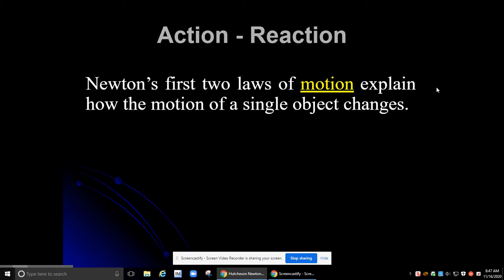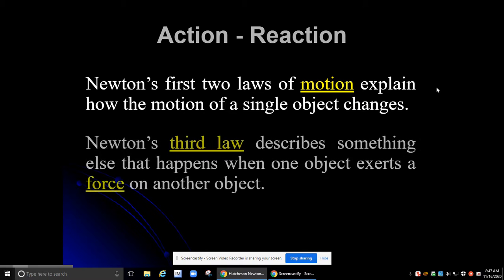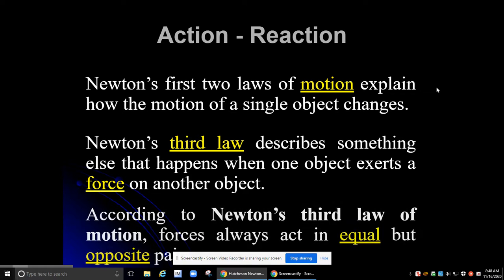So we're going to be talking about action-reaction. Newton's first two laws of motion explain how the motion of a single object will change. But his third law describes something else that happens when one object exerts a force on another object. So as we move forward and we talk about exerting a force, I want you to just imagine you pushing a box. That's what we're talking about, okay?